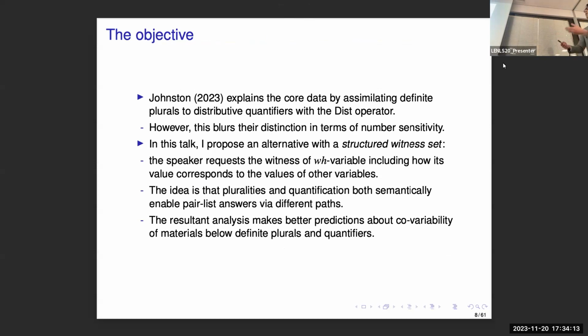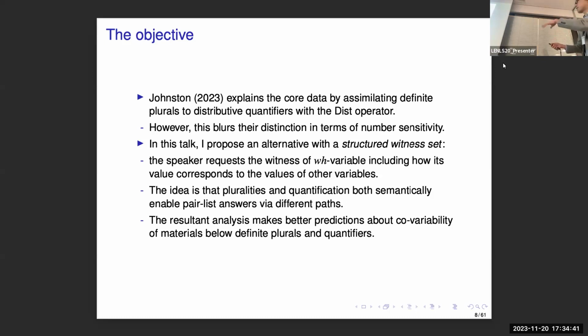So I will propose an alternative by saying you need something called a structured witness set, which is an extension of the witness set proposed by dynamic inclusive semantics. The idea is, as long as you have a quantifier dependency stored in the context, you can have a pairless answer. Pluralities and distributivity are two different ways to store dependencies, but they are still different.